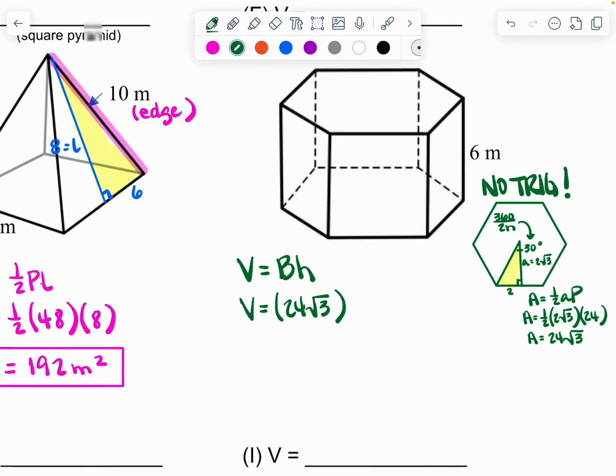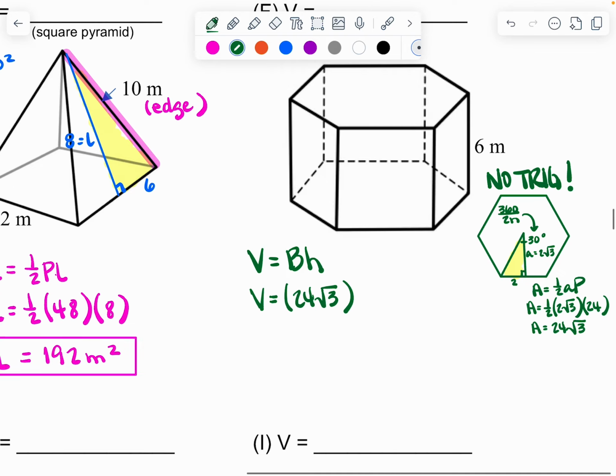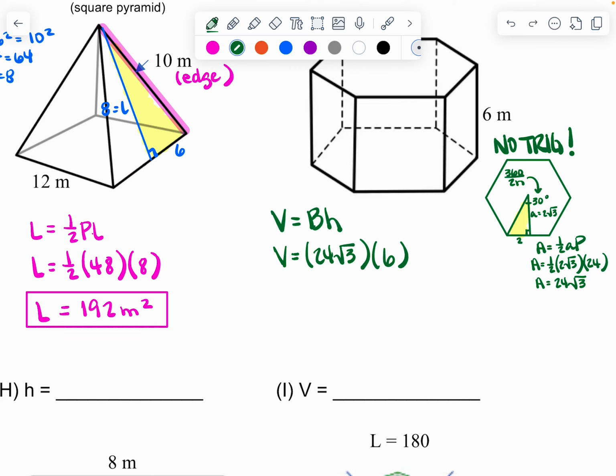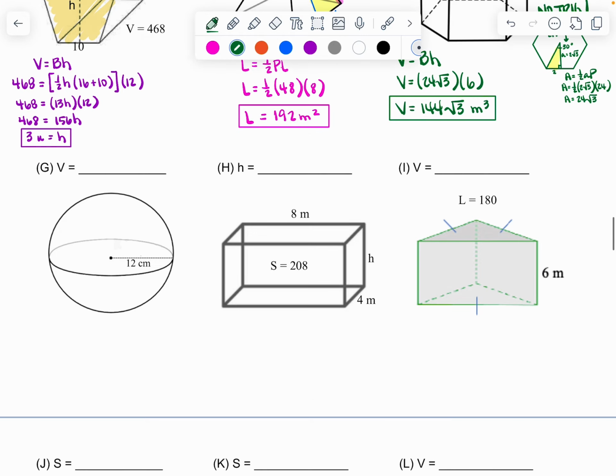And now that we've done all that work, we're golden, right? So now my area of my base is 24 root 3. So I'm going to go put that over here. And then the h, of course, is the height of the prism from hexagon to hexagon, which is 6. Sorry, my screen keeps jumping around on me. And that's going to give me 144 root 3 meters cubed.